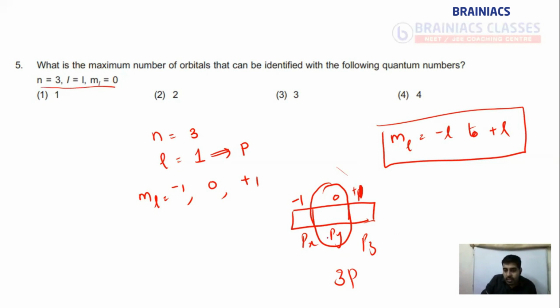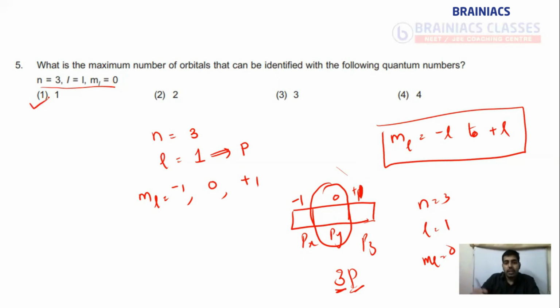Only one orbital, right? This orbital is having n equal to 3, L equal to 1, p orbital, and ML value is 0. These values are possible only for one orbital. So the answer is option 1.